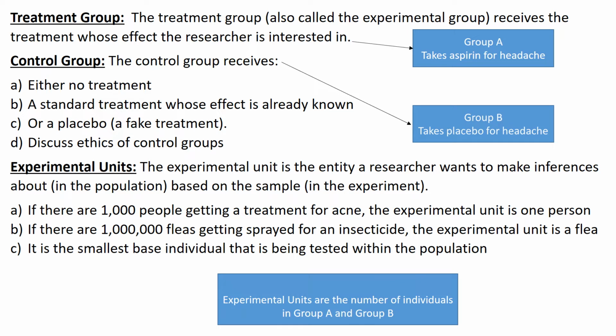Experimental units. These are the individuals or groups that we're looking at. If we have 1,000 people, 500 in group A for the headache medicine, 500 in group B for the placebo, our experimental units are the human beings, and there's 1,000 of them.